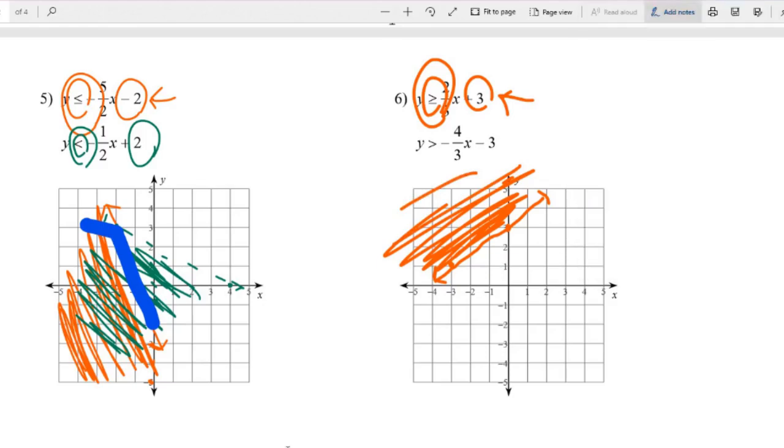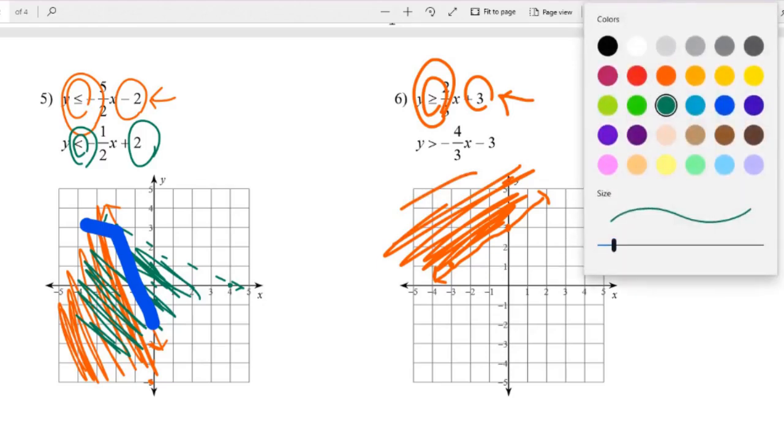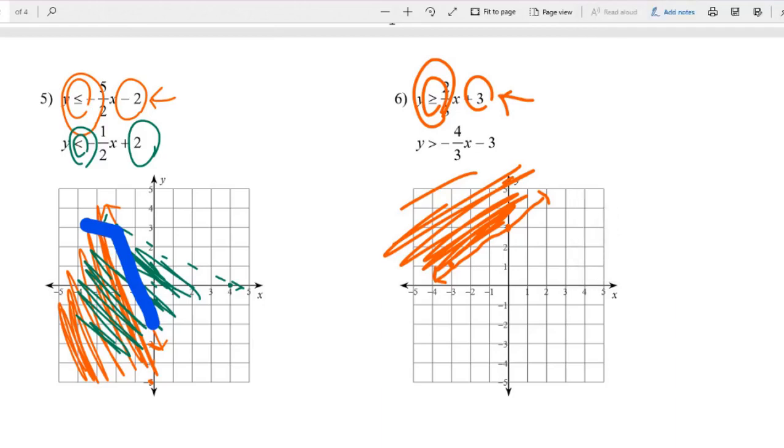For our second inequality, we have y is greater than -4/3 x minus 3. So two good points are (0, -3) and (-3, 1). So notice that our lines do intersect at (-3, 1). So we're going to have a dashed line.